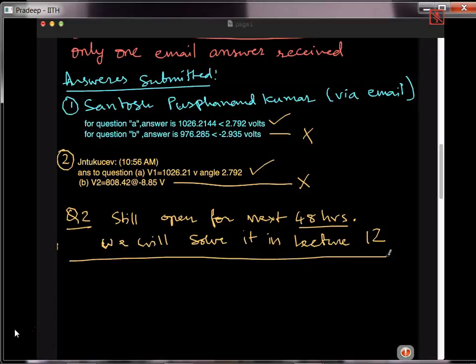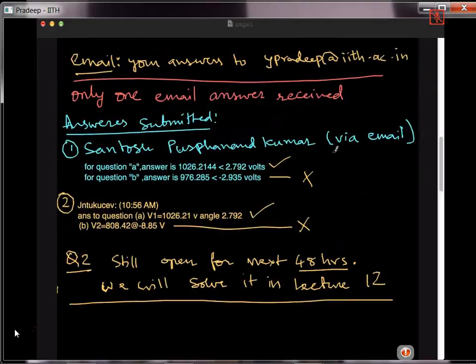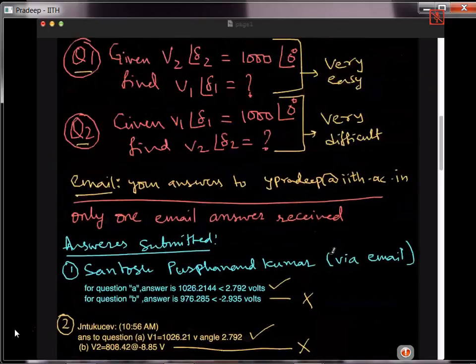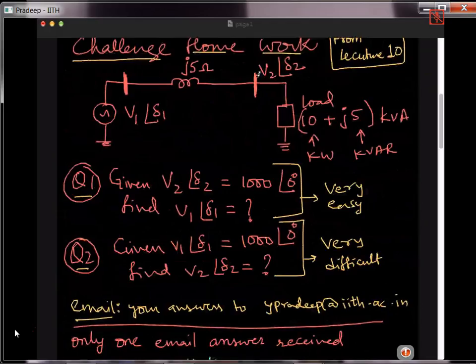Now if somebody has a doubt how to solve the first question, it's very simple. Just V2 is given, so V2 by S will give you the current. That current into the impedance here will give you the voltage drop. That voltage drop you add to V2, you will get the V1. So the both answers we got so far are correct. So I'm not going to discuss that further anymore.